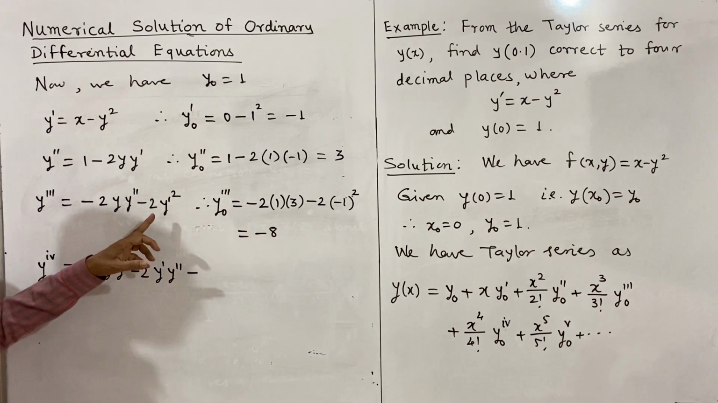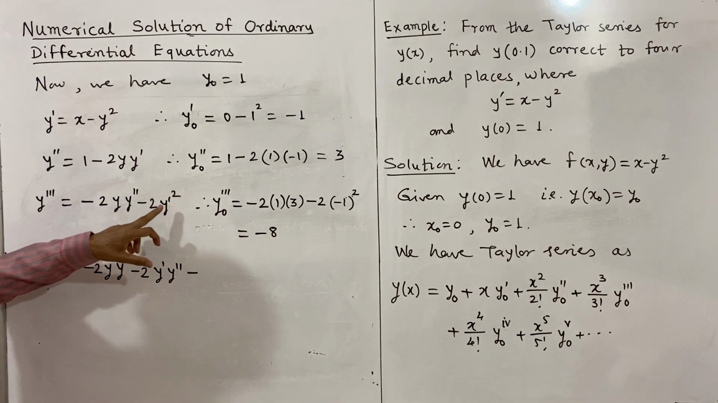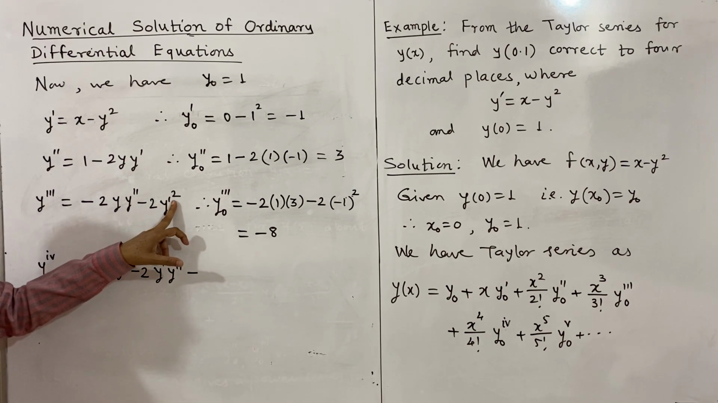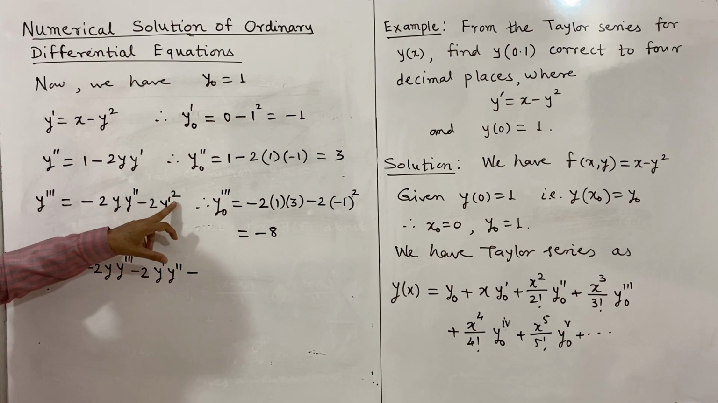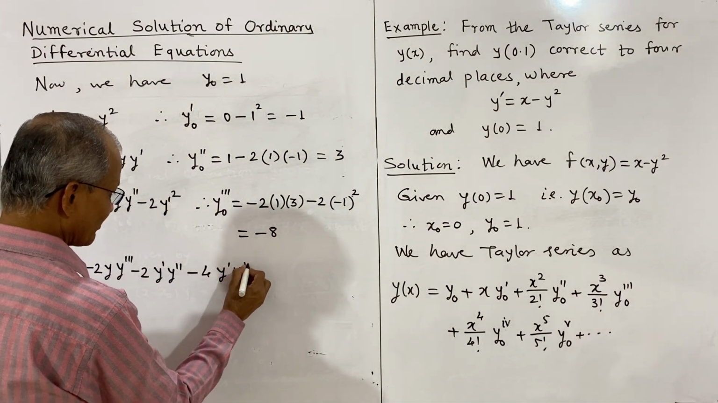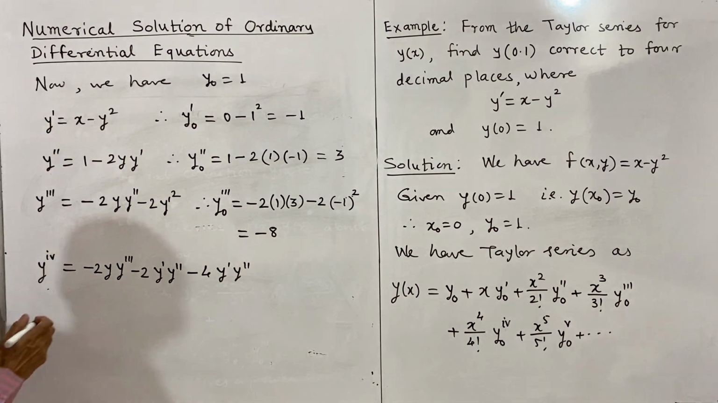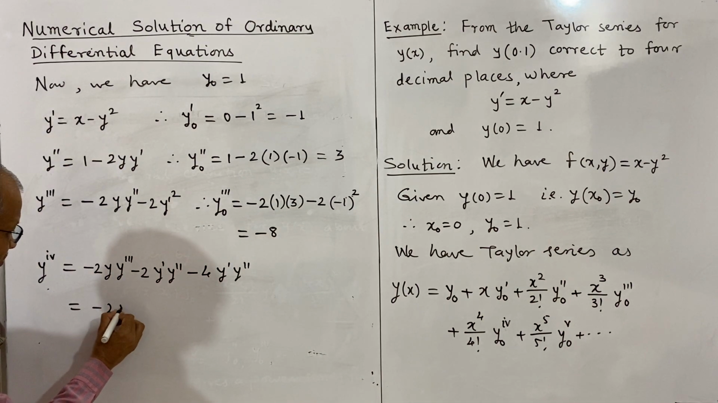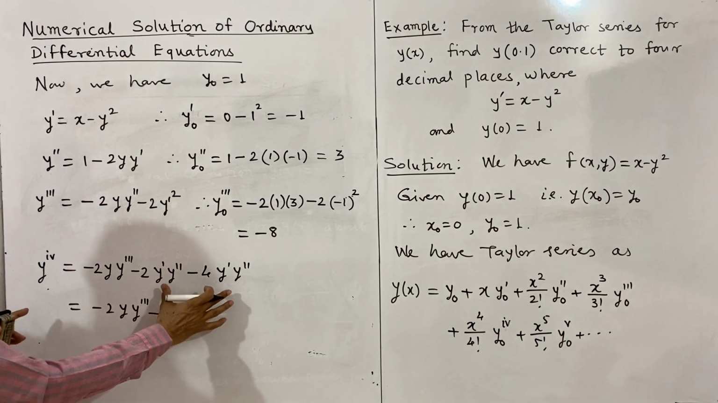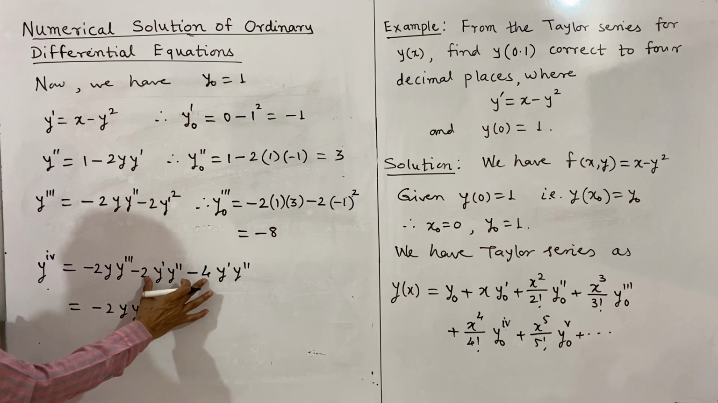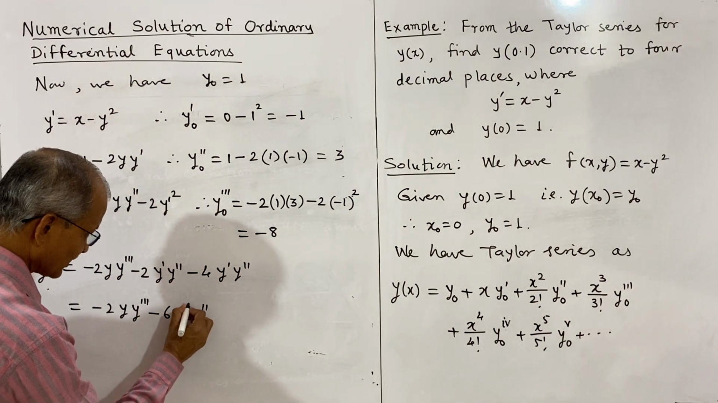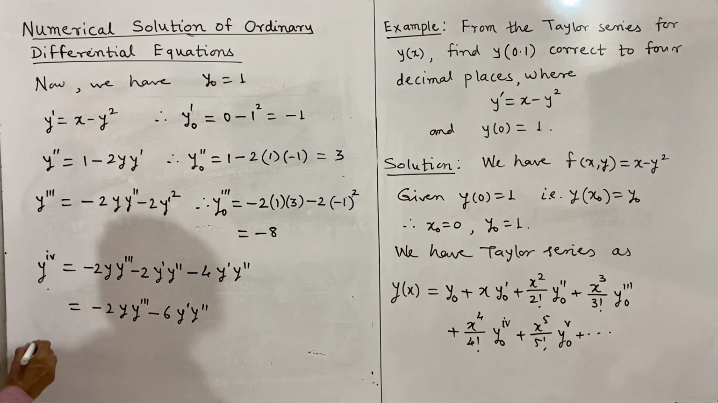Now what is the derivative of the second term? Minus 2 into y dash square, the derivative of y dash square is 2y dash into y double dash. So minus 2 into 2, that is minus 4 y dash into y double dash, and you see this is minus 2y triple dash minus, these are the same terms. So minus 2 minus 4 means minus 6 times y dash into y double dash.